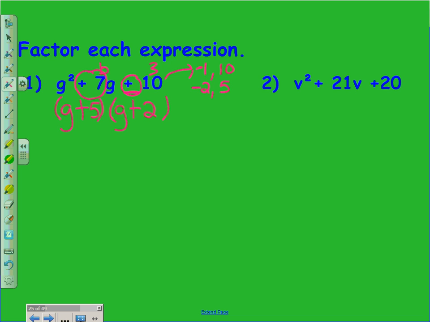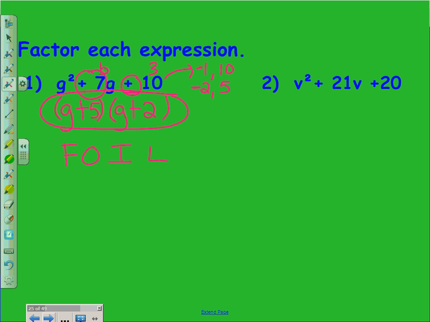And the order doesn't matter. You could write g plus 2 or g plus 5. Now, this is our first example, so we know that this is our answer, but let's say that we're just not quite confident. You remember FOIL. So we go back, now we have two binomials, and we're going to multiply those together.